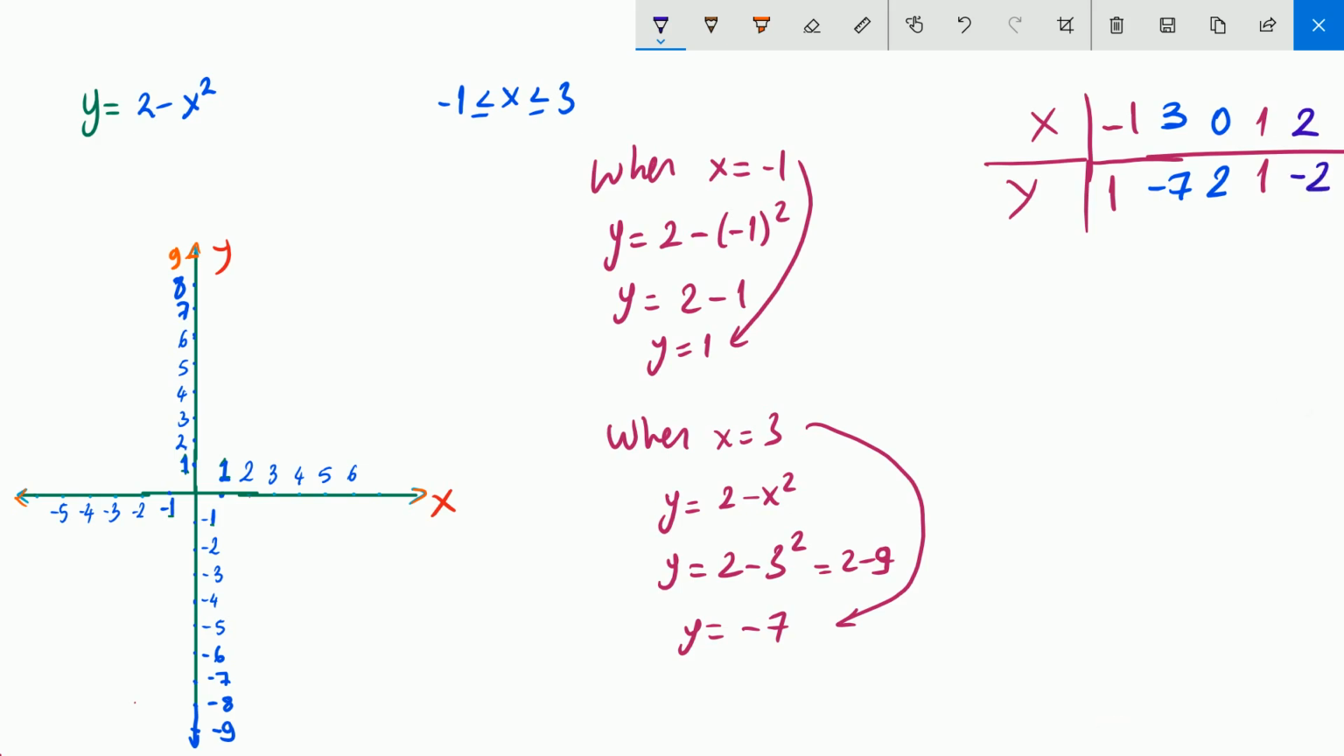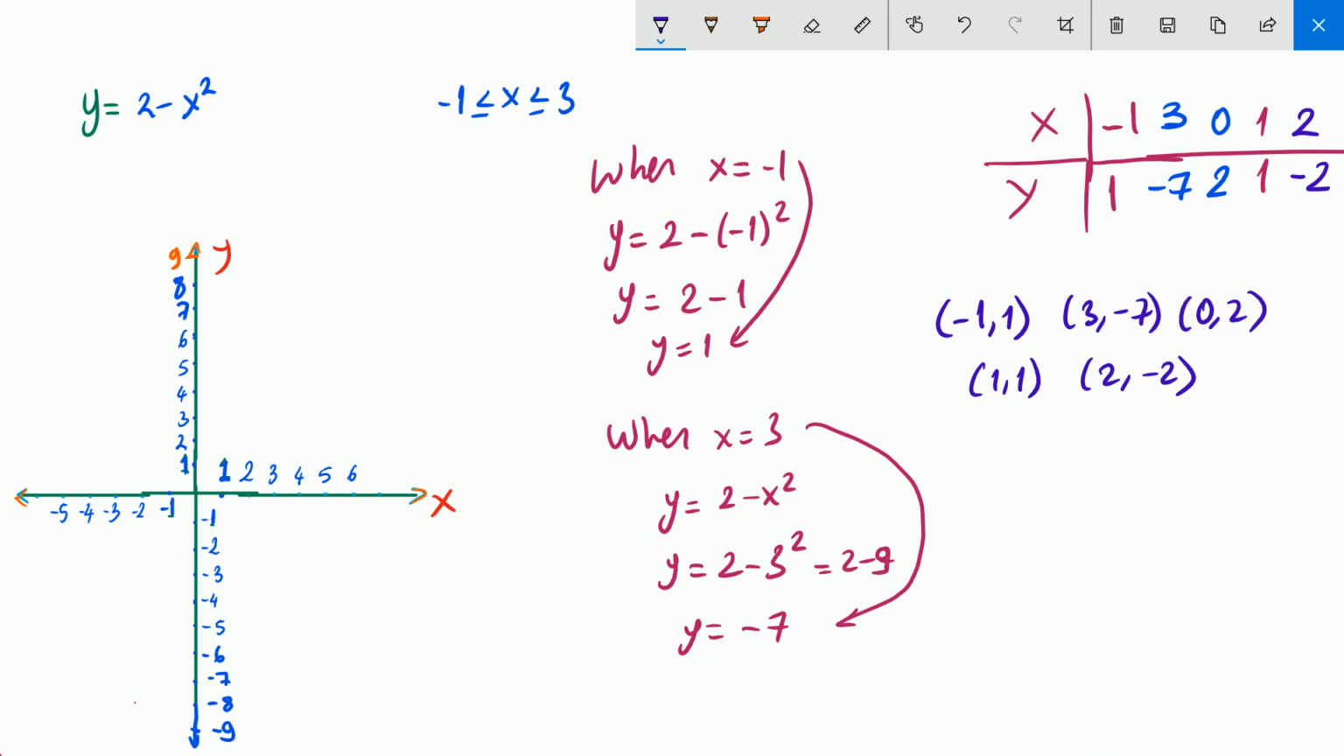We are going to rewrite the points: -1 and 1, 3 and -7, 0 and 2, 1 and 1, 2 and -2. We have 5 points, as you see.